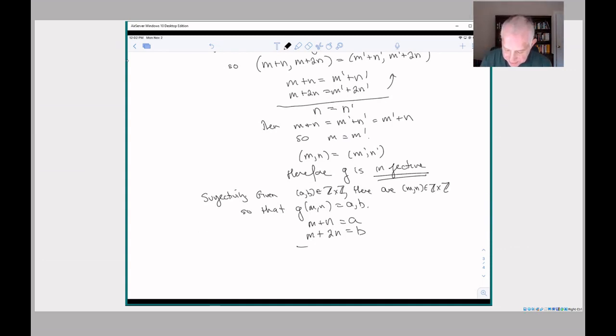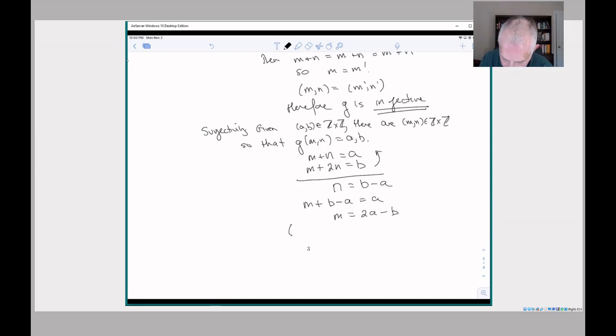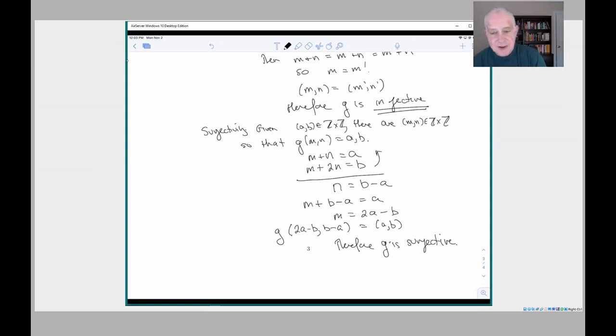But we can use the same kind of two equations and two unknowns stuff that we did before. We can subtract the second equation from the first, the m's cancel, and we get n equals b minus a. And then if we have m plus b minus a equals a, we get m equals 2a minus b. And so we have found a pair, (2a minus b, b minus a), with the property that g of that is equal to (a, b). And therefore, g is surjective. And if you are both surjective and injective, then you're bijective.